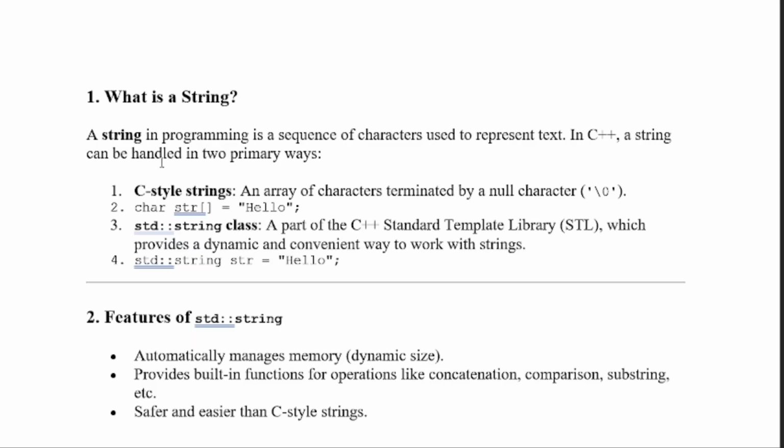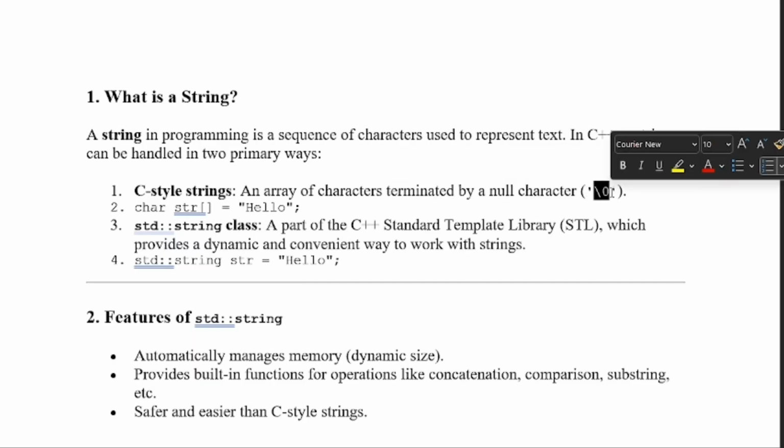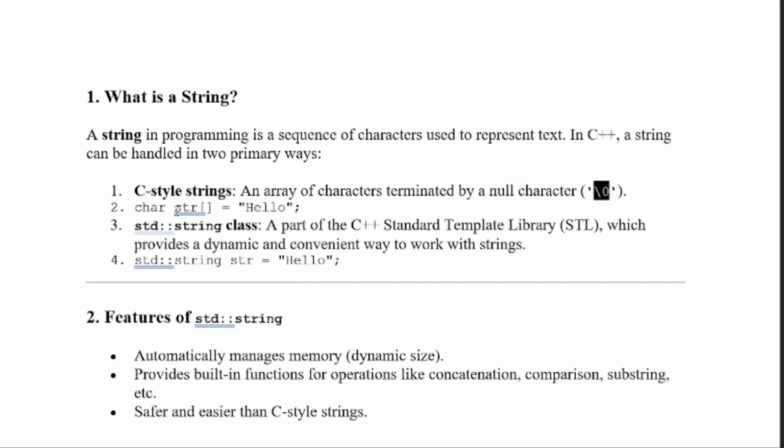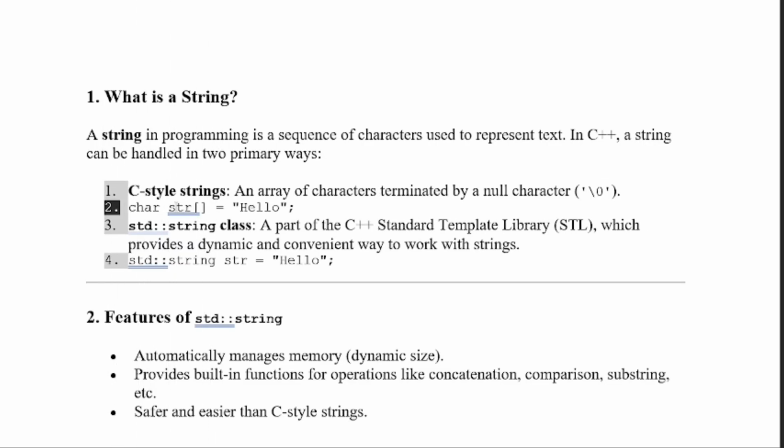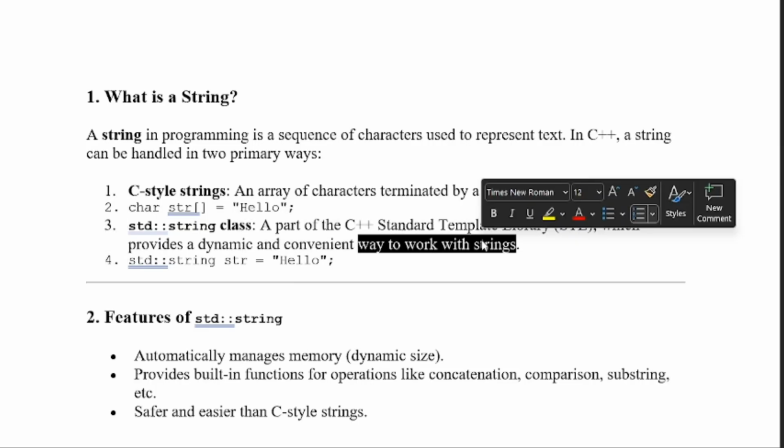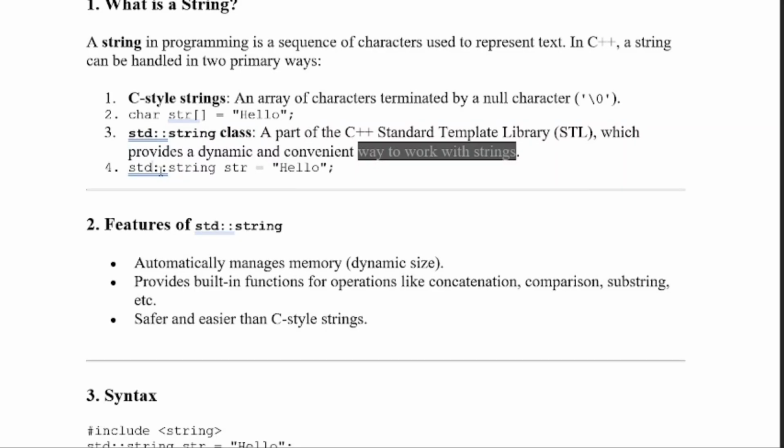You can see the first one is the C-style string. It means an array of characters terminated by the null character. You can see this is the null character, and this is the char string "hello"; this is the syntax of a string. And the standard string class, a part of the C++ Standard Template Library (STL), provides a dynamic and convenient way to work with strings. You can see here also, this is the standard string str, and we just initialize it with "hello".